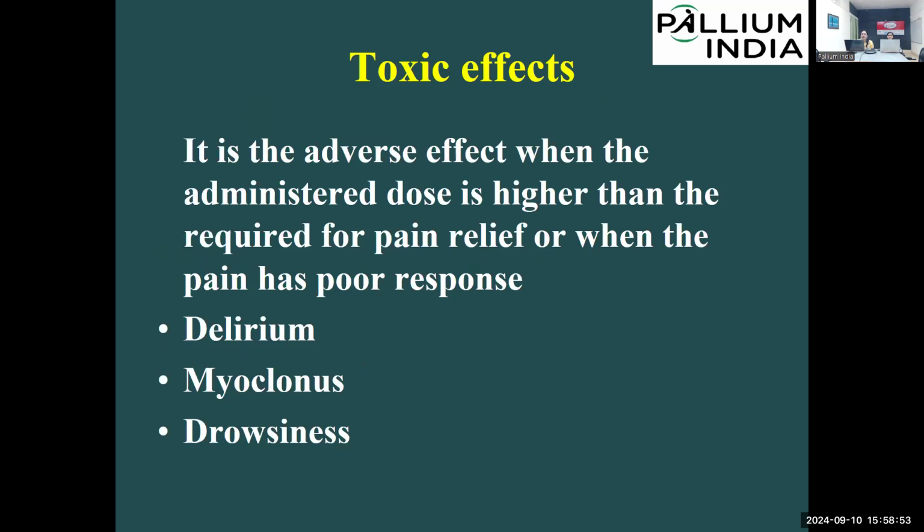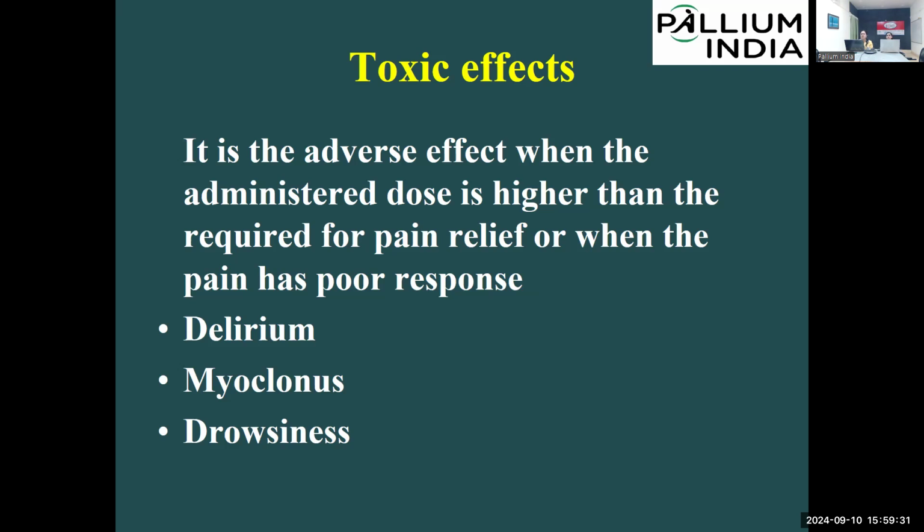So what are the toxic effects with opioids? We said the adverse effects that occur with the therapeutic dose are the side effects. Those included constipation, nausea, vomiting, sleepiness, drowsiness. Then we said urinary hesitancy, dry mouth, itching, all this can occur. But if the administered dose is higher than that required for pain relief, or if the pain is having poor response to the drug, then the patient can develop toxic effects.